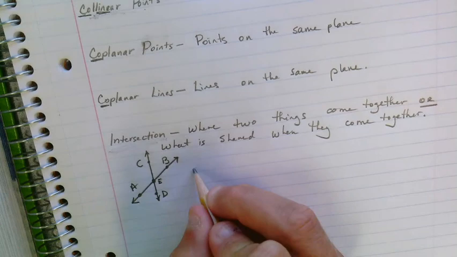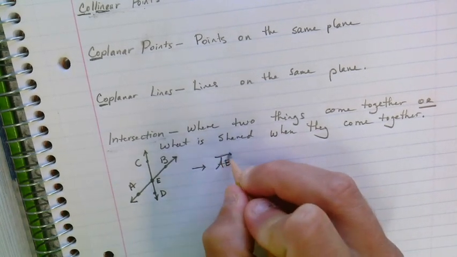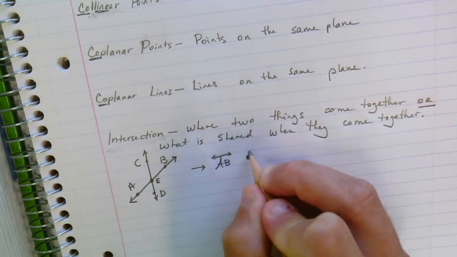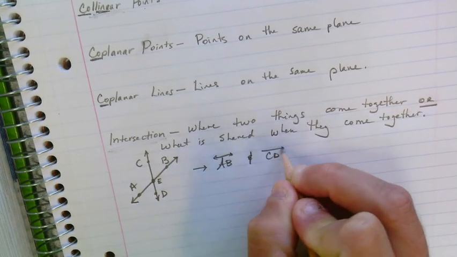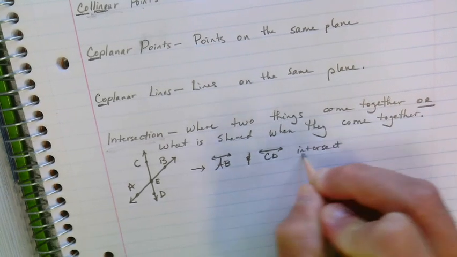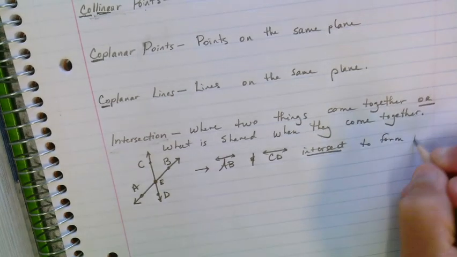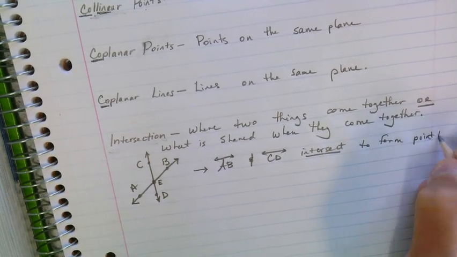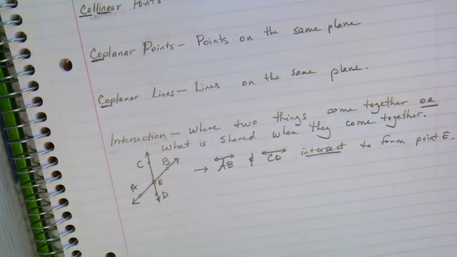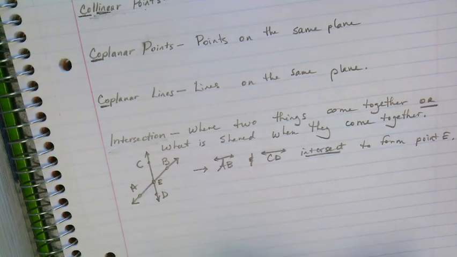And you could say something like this. You could say line AB and line CD intersect to form point E. Okay? So that's actually another postulate, okay, which is if you have two intersecting lines, it has to always be a point, okay?